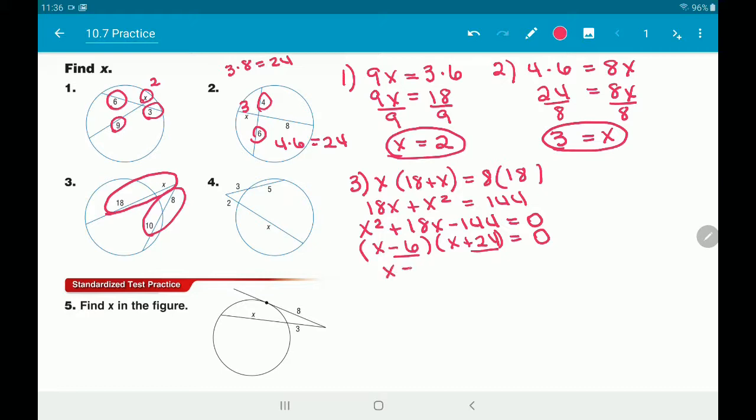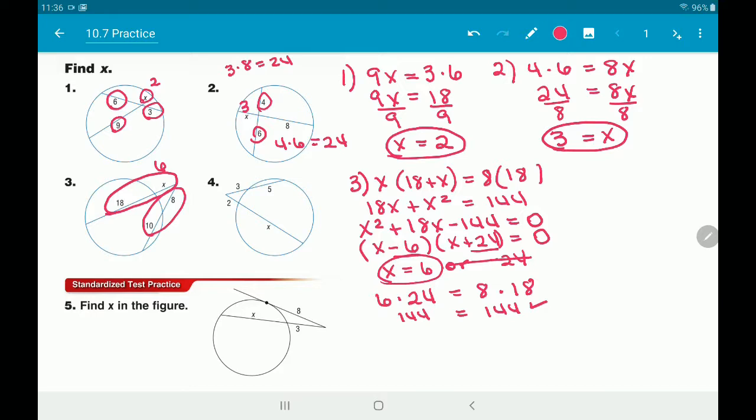Well, that means that either x equals 6 or x equals negative 24. But if you look at the problem, there's no way it could equal negative 24. So this part doesn't work, which means x equals 6. So if I put this out here, we've got 6 times the whole thing, which is 24. And then we have 8, so you have 6 times 24. And does that equal 8 times 18? And so 6 times 24 is 144. 8 times 18 is 144, so it does work.